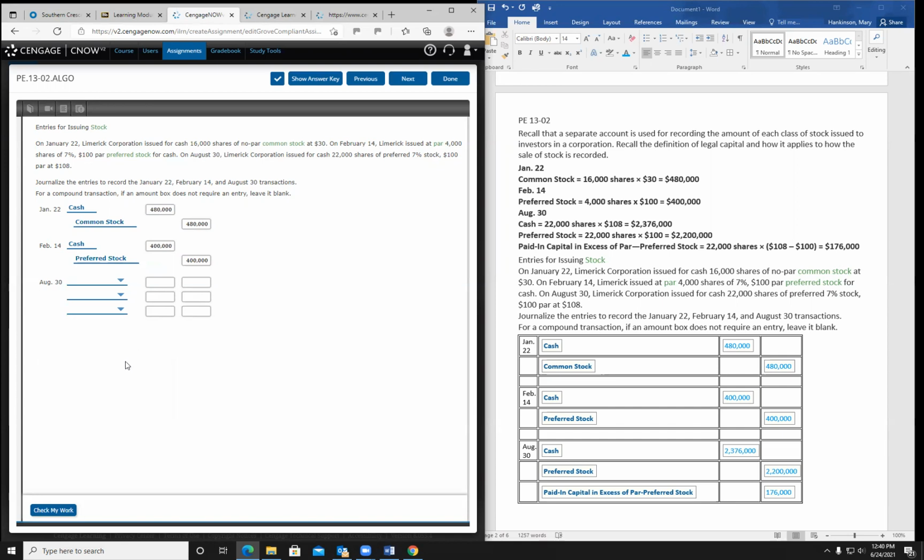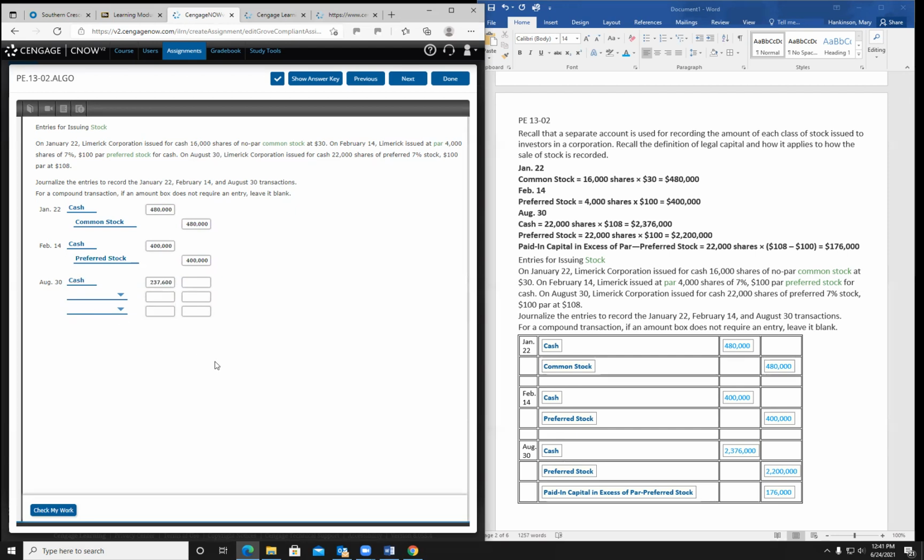Now let's look at the last one. On August 30th, Limerick Corporation issued for cash 22,000 shares of preferred stock that had a $100 par, but they issued it for 108. So that tells us right there they issued it for more than the par value, so we're going to have a paid in excess. First things first, you take the 22,000 shares issued at the amount it was issued for, which is $108, and that gives us a grand total of $2,376,000. That's how much we're going to increase our cash by.